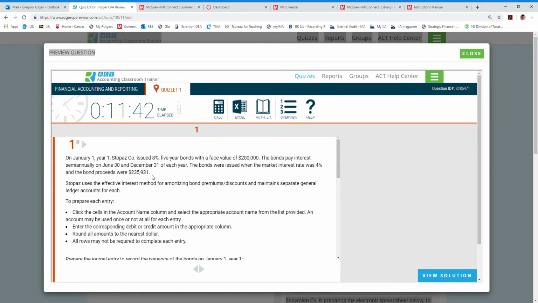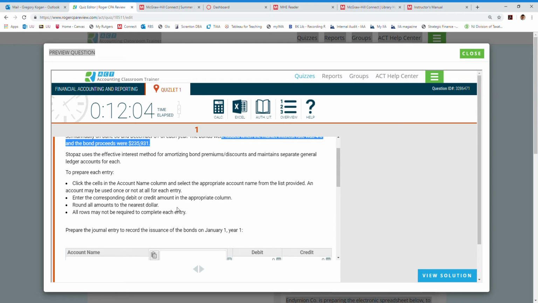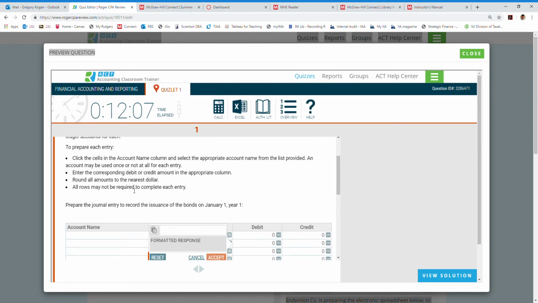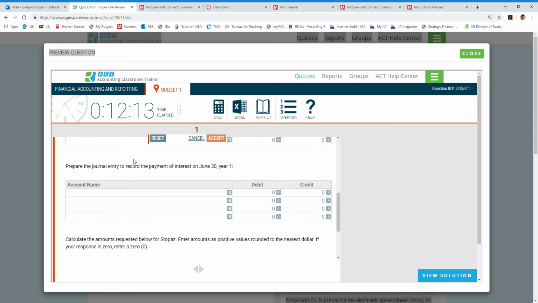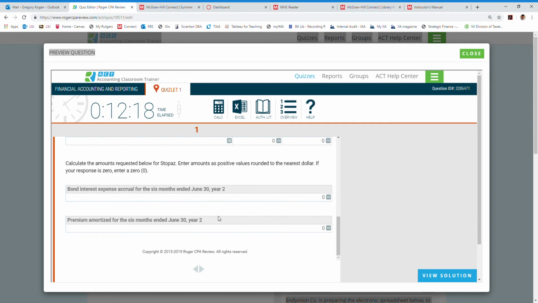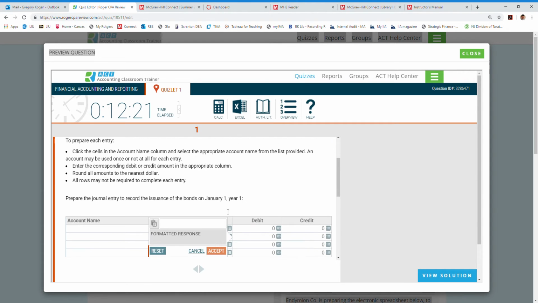On January 1, year 1, Stowe Pasco issued an 8% 5-year bond with a face value of $200,000. The bonds pay interest semi-annually on June 30th and December 31 each year. The bonds were issued when the market interest rate was 4%, and the bond proceeds were $235,931. And basically, they're asking, given the same exact stuff we've been doing, what is the entry on January 1, year 1, and prepare the journal entry of the payment of interest on June 30th for year 1, and then they also want it for year 2. So we're going to start with just year 1.